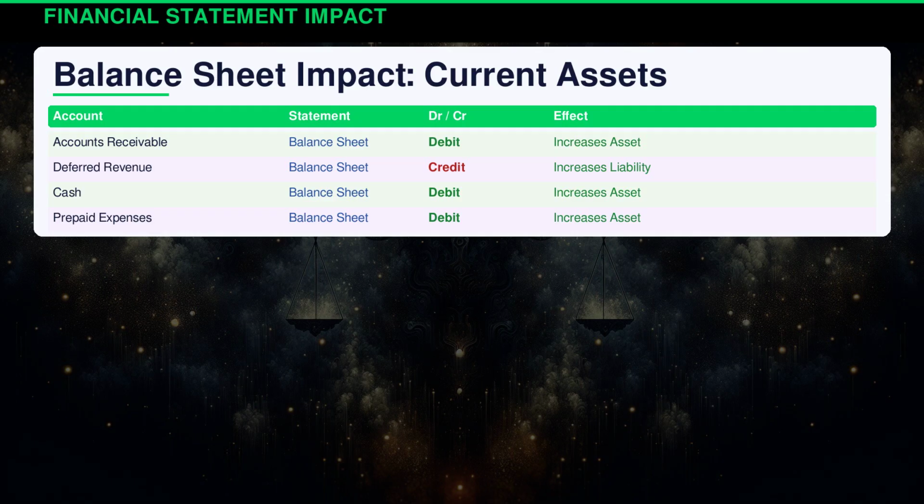In SaaS companies like Zoho, accounts receivable increase as services are delivered but not yet paid for, reflecting sales on credit. Conversely, deferred revenue rises when cash is received upfront, indicating a liability to deliver services. Cash inflows increase with upfront payments, while prepaid expenses rise as costs like software licenses are paid in advance. These movements reflect the business model's reliance on subscription sales and upfront payments, crucial for cash flow management.